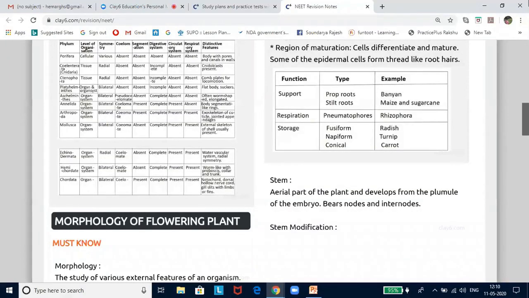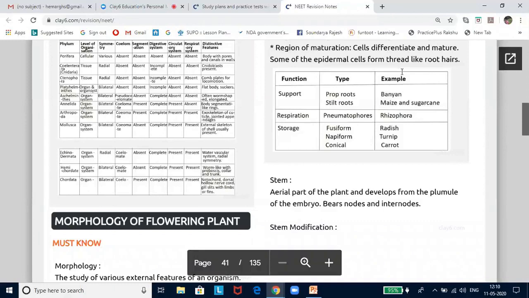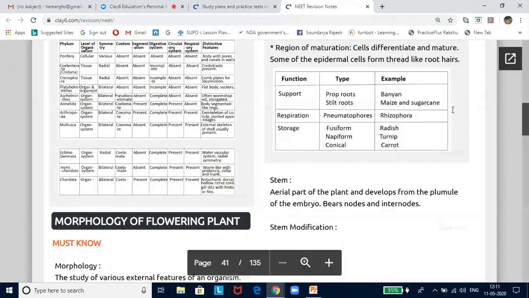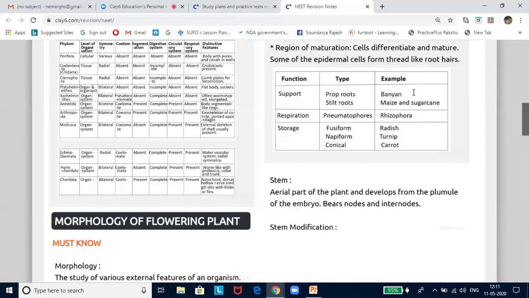Now let us look into the root modifications. You can read pages and pages, but let us stick to NCERT and see. The main function here is support. You will find two kinds of support roots: the prop root and the stilt root. Prop roots are found in banyan. You might have seen in banyan, tall pillar-like structures rising from the branches and entering the ground if the banyan tree is quite old. These roots are called prop roots. Stilt roots are found in maize and sugarcane, and they also help in support.